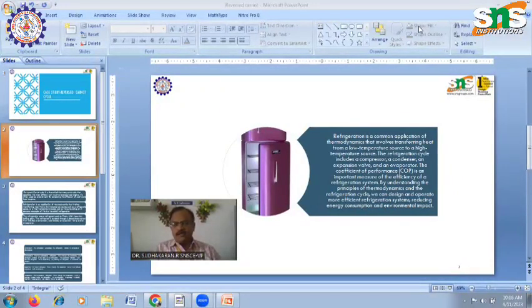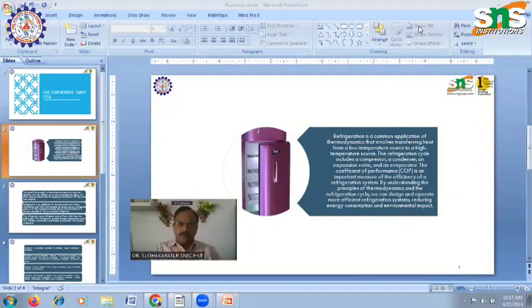So we have already seen in the second law of thermodynamics, heat flows from a body at higher temperature to a body at lower temperature. But the reverse of the process, that is heat flowing from a body at lower temperature to higher temperature, does not happen. For that to happen, we have to supply additional work as input. So the refrigerator works on this concept.